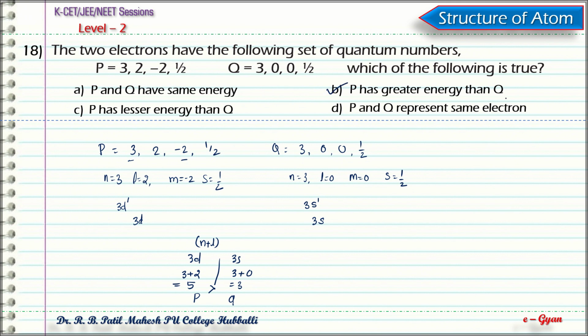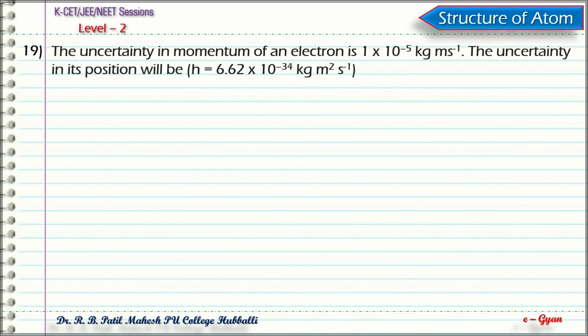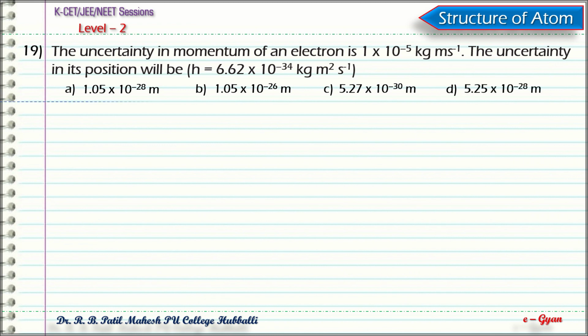P has greater energy than Q. Moving to the next question. Question number 19. The uncertainty in momentum of an electron is 1 into 10 to the power minus 5 kg meter per second. The uncertainty in position will be, H value is given.